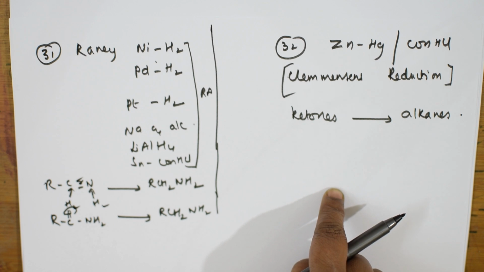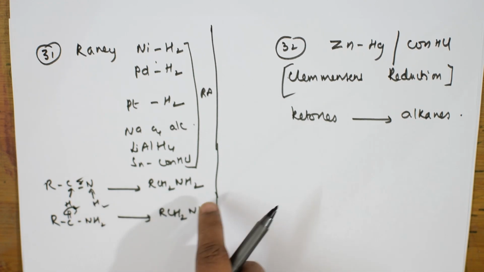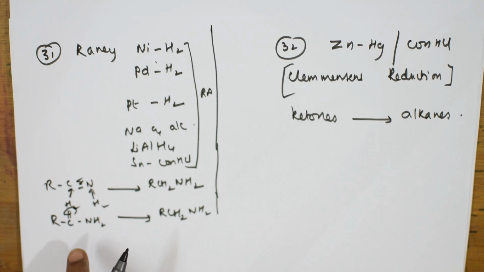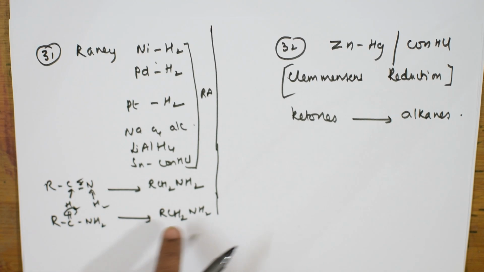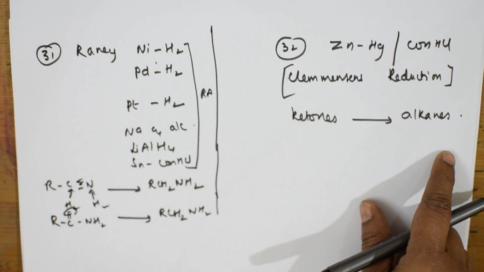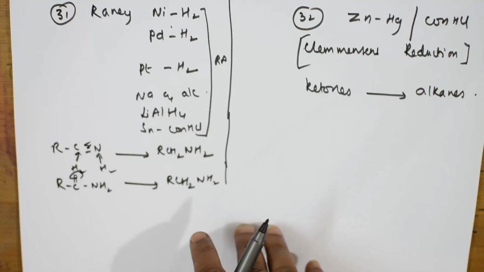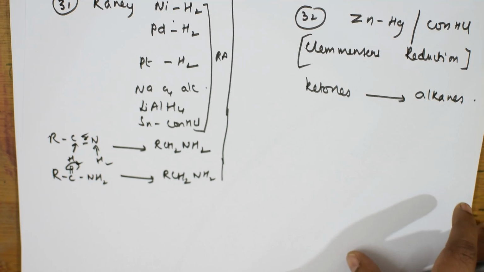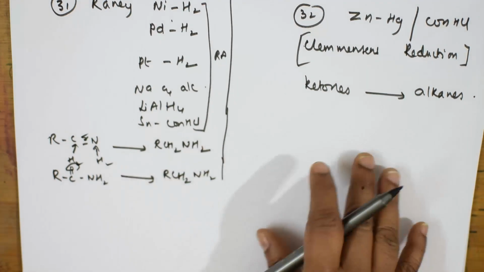But here, alkyl nitriles to amines, amides to amines. Here ketones are getting converted to alkenes. Done, students? Right. There is one more. Now we are talking about reducing agents, isn't it?